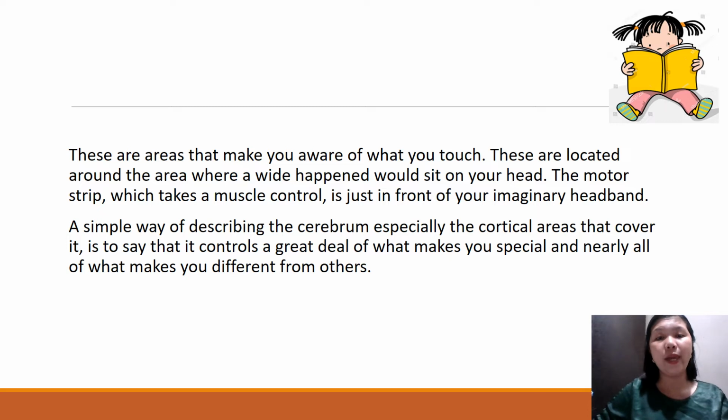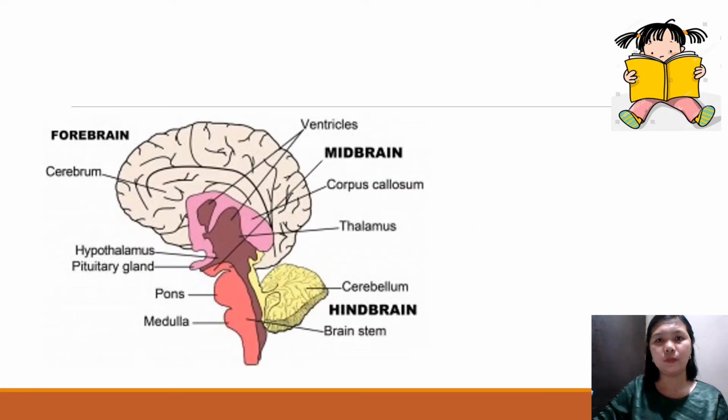A simple way of describing the cerebrum, especially the cortical areas that cover it, is to say that it controls a great deal of what makes you special and nearly all of what makes you different from others. So, in all reading activities, the four brain mechanisms operate before a response, such as reading aloud, is made, but all the action occurs in milliseconds. This is the structure of our brain.